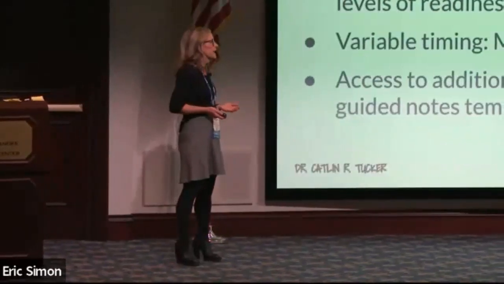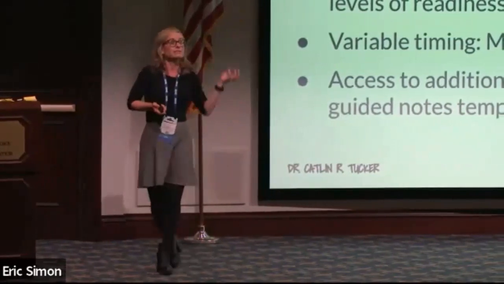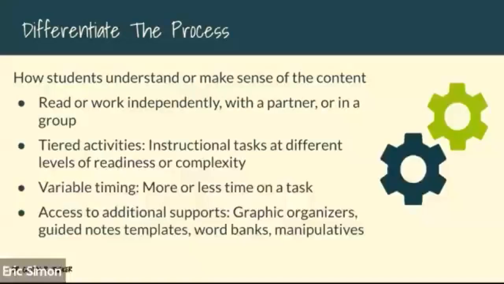Then we have differentiating the process, or how students make sense of this new information, how they categorize it, make connections. So thinking about even just giving them simple choices about whether they work on their own, with a partner, as part of a small group. What level of peer support will help them to make sense of this new information? Thinking about tiered activities where they're all working on the same instructional tasks, but maybe at different levels of rigor and complexity.